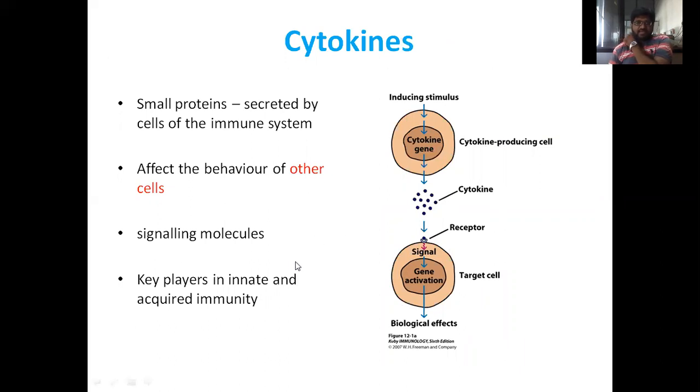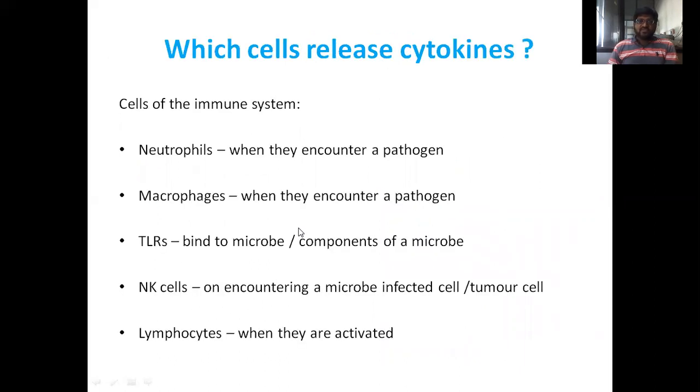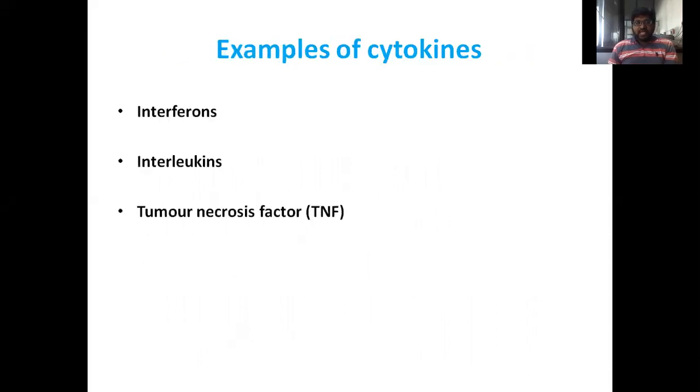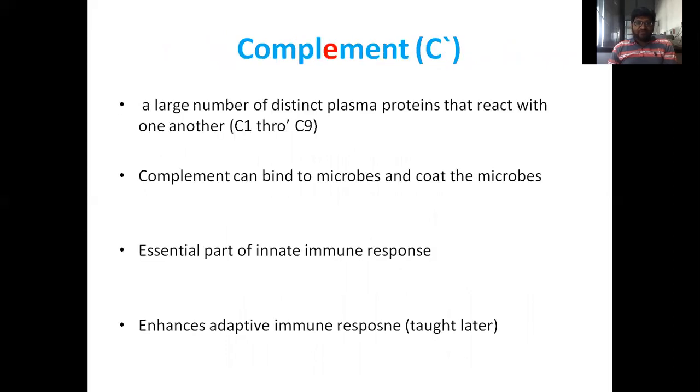Key players in innate and acquired immunity. These are known as signaling molecules. Which cells release the cytokines? There are different cells: neutrophils when they encounter a pathogen, macrophages when they encounter a pathogen, when TLRs bind to the microbes or components of the microbes, natural killer cells on encountering microbe-infected cells or tumor cells, and lymphocytes when they are activated. Examples of cytokines are the interferons, interleukins, and tumor necrosis factor, TNF.